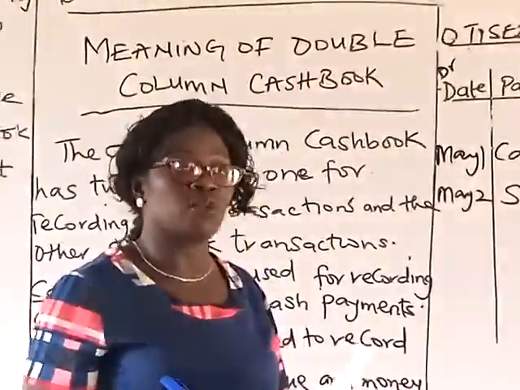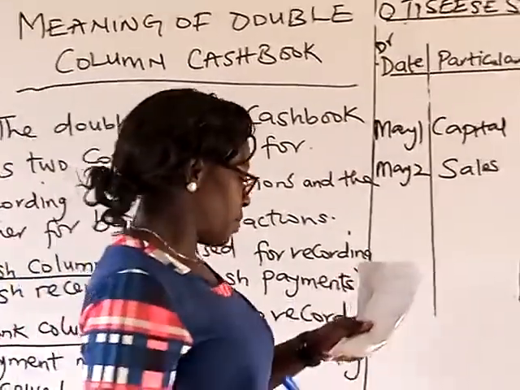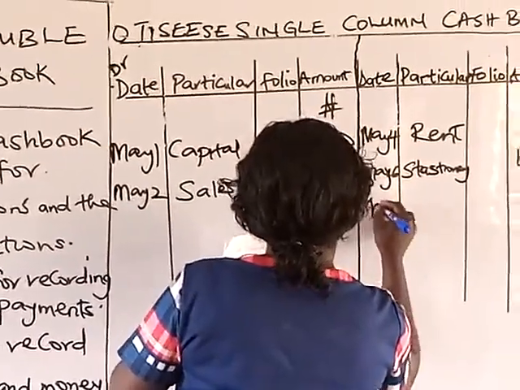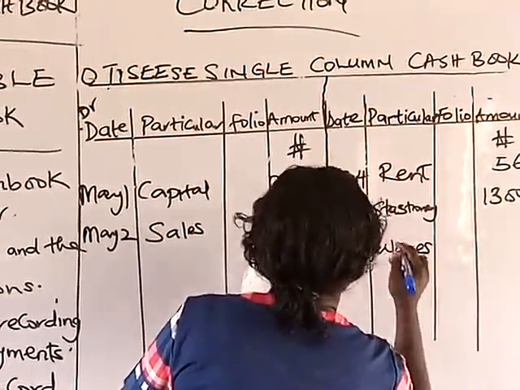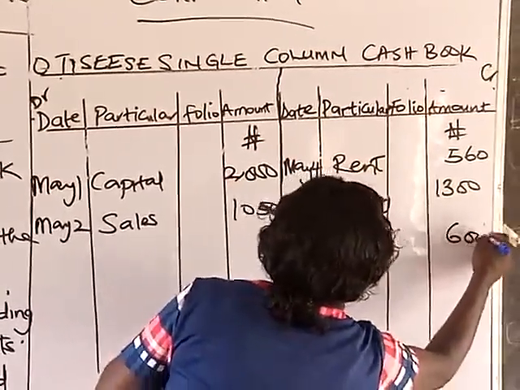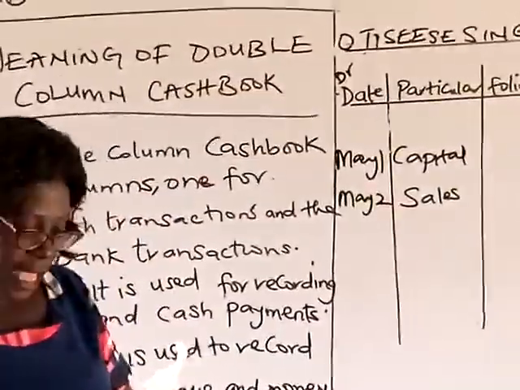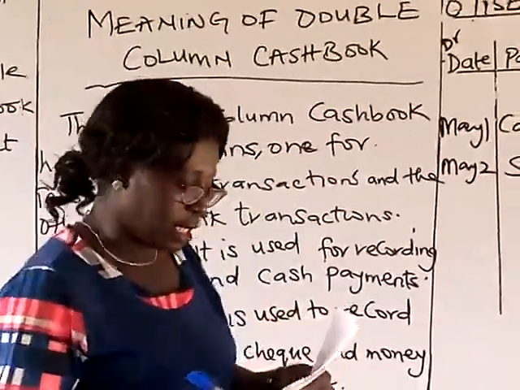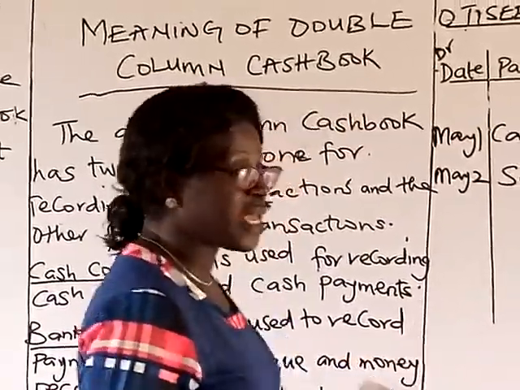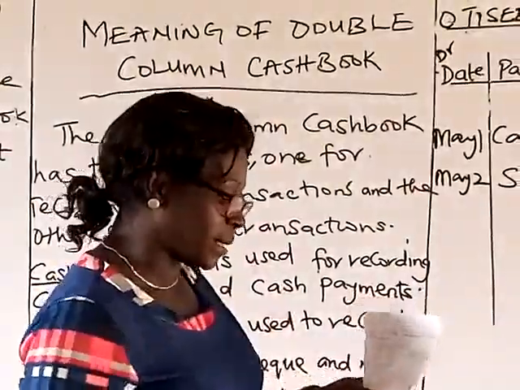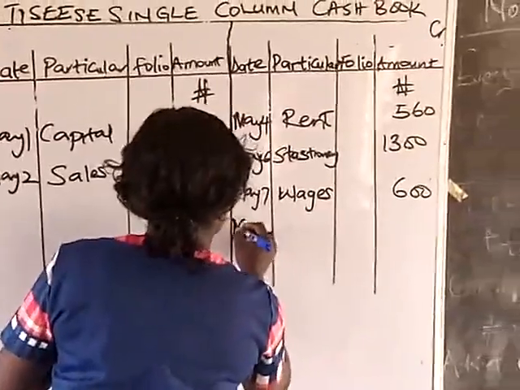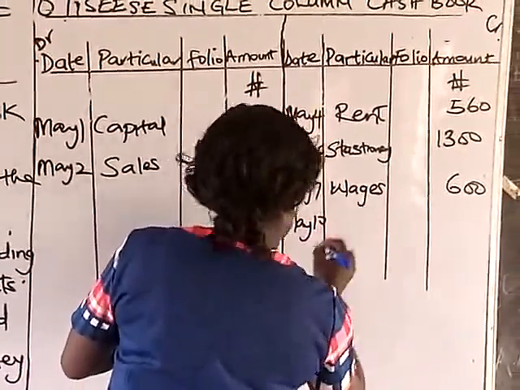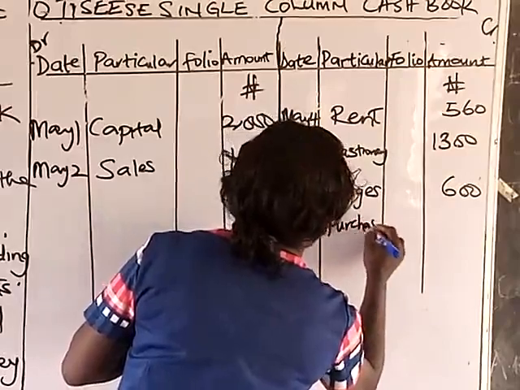May 7, paid wages, 600 naira. That's May 7. Wages, you are going to write wages under the particular because that's what they paid for, and 600 naira under the amount. Then the last one, May 10, purchase goods for cash. Goods were purchased, so it means they gave out money. So we are going to credit 490 naira under the credit side. May 10, we write purchases under the particular.